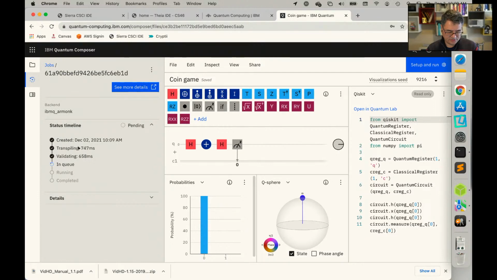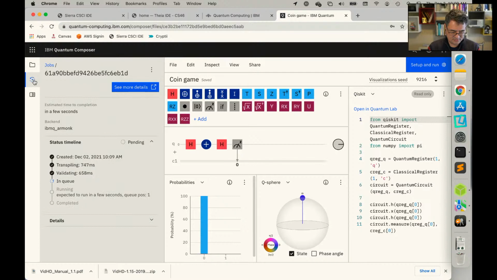Okay, so it created the job, it compiled it, validated it, and now it has sent it off to the queue to be run on that actual quantum computer. And I think it's going to take a couple of minutes for it to make its way to the front of the line and then be run. Oh, okay. When I did this right before class, it took a couple of minutes, but now they say it's going to be done in just a few seconds, so we're good.